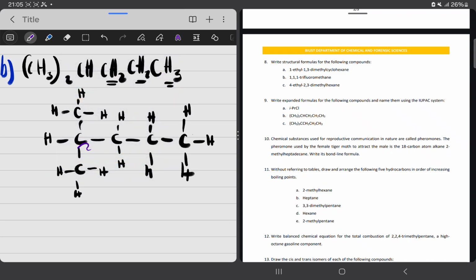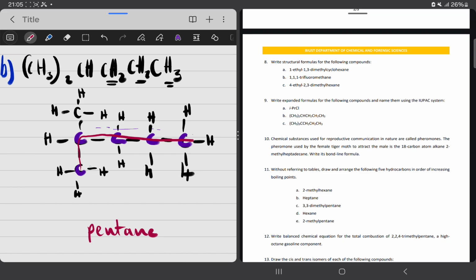If I'm telling you the name, what are we going to do? Let's look for the longest chain first. The longest chain we can put like this: 1, 2, 3, 4, 5. Remember, even if one is bending, this is still the longest chain. As long as you can go continuously without lifting your pen, that's a chain. How many? 1, 2, 3, 4, 5. So it's 5, so you can say pentane.